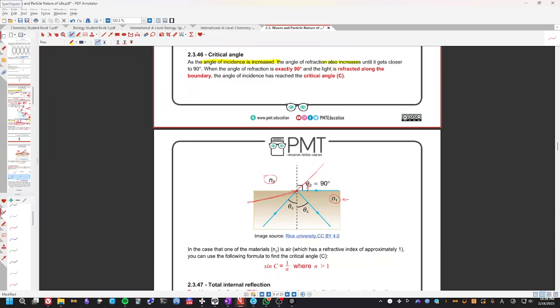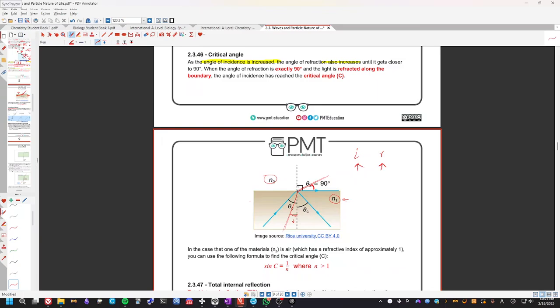I always like putting stuff in arrows. So when you have I and you have R, when your angle of incidence increases, your R increases. Let me say your angle of incidence is smaller over here, so we'll write the down arrow, then your angle of refraction will also be smaller over here.